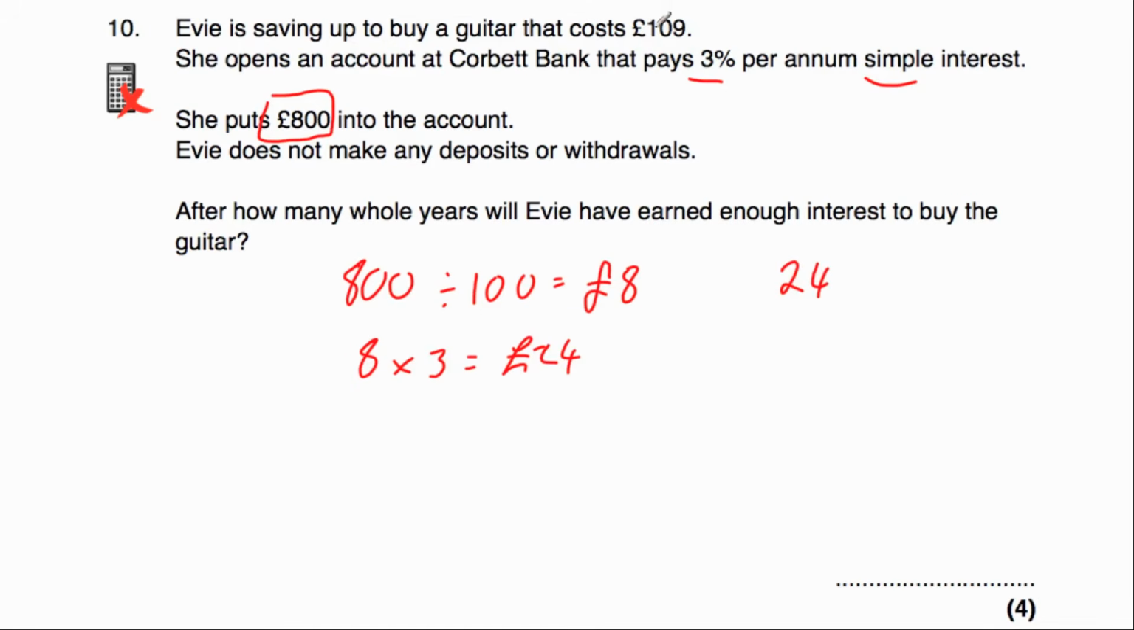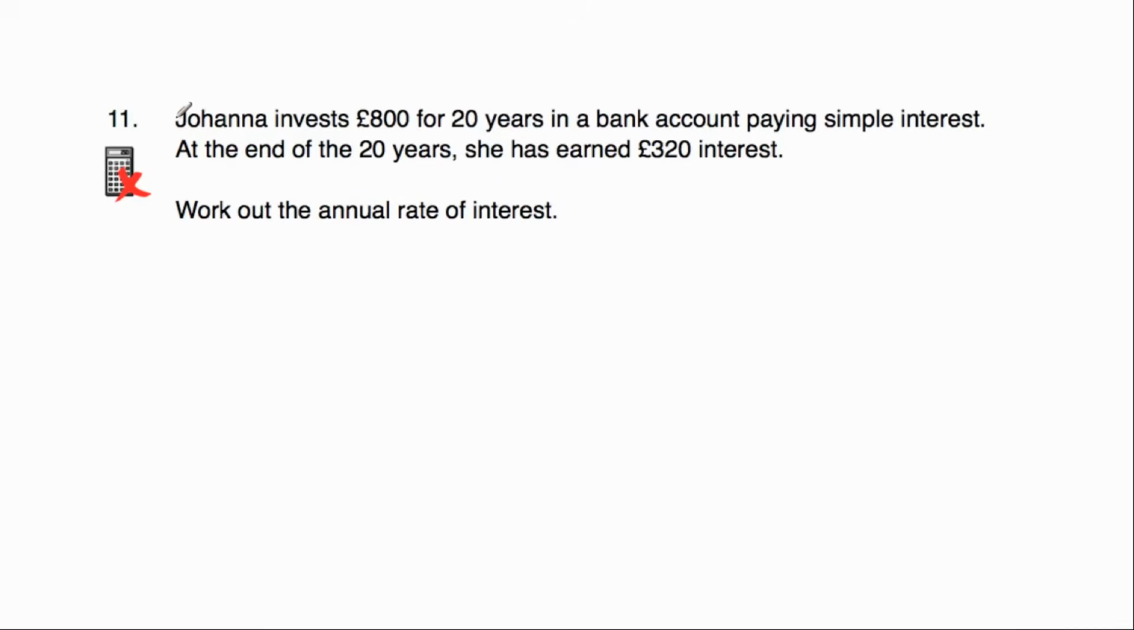So that's not enough to pay for the guitar, which costs £109. After 2 years, well, add another 24, that would be 48, still not enough. Add another 24, that would be 72, still not enough. Add another 24, that's £96, still not enough. And add another 24, that would be equal to 120, which is enough money to pay for the guitar. So it would be 1, 2, 3, 4, 5 years. So how many years will it take? 5 years.